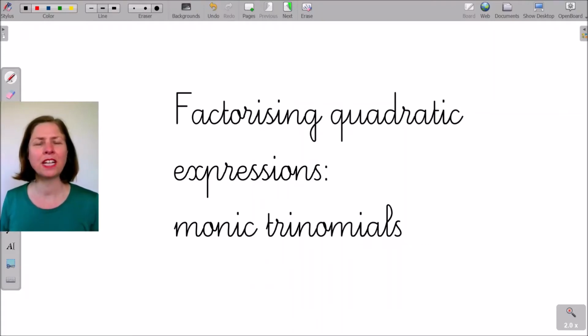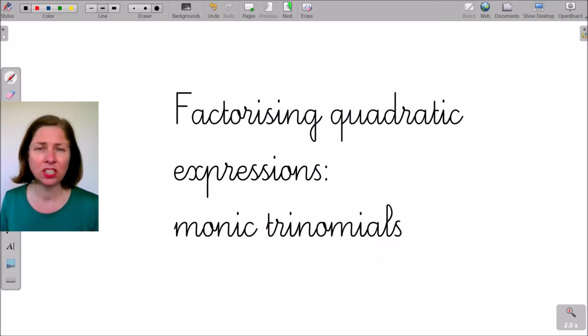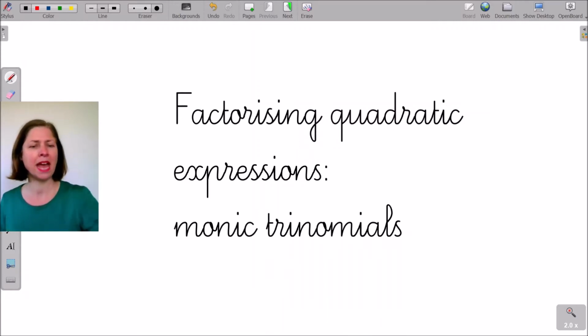Today we're looking at factorising quadratic expressions, but we're looking at a different kind of quadratic expression. The ones we've looked at up to now follow a particular pattern, such as the difference of two squares or the perfect squares expansion. So today we're going to look at quadratic expressions that don't follow any of those patterns.